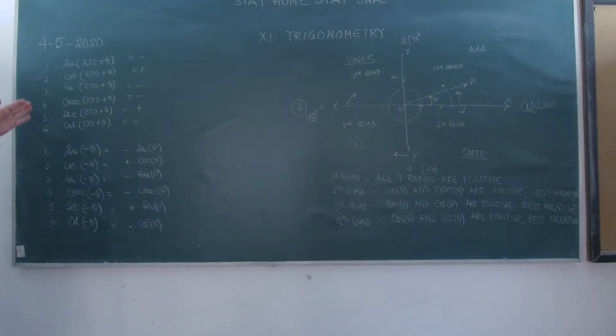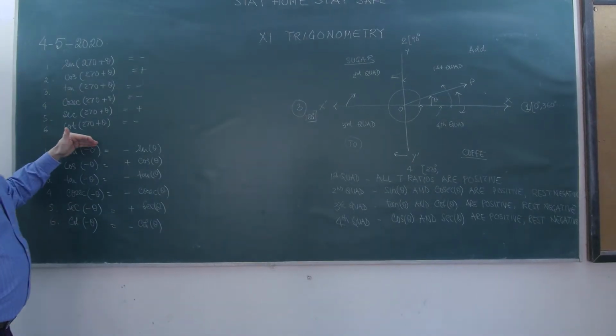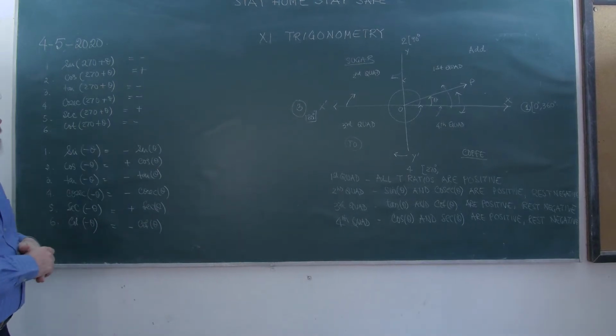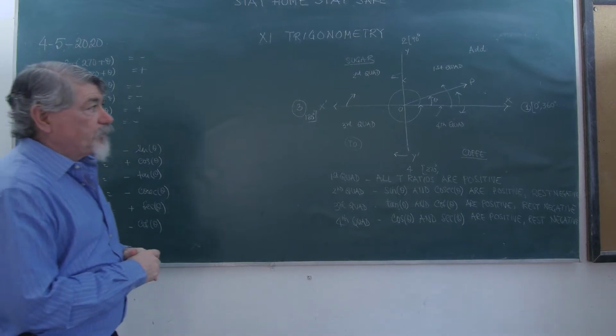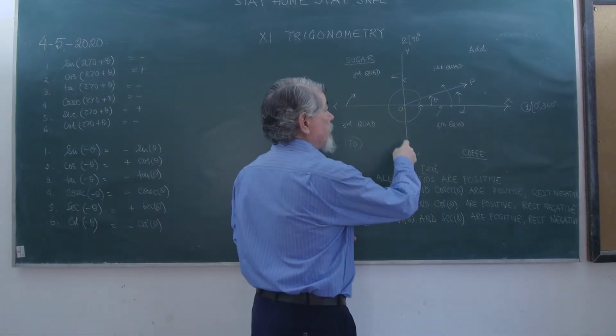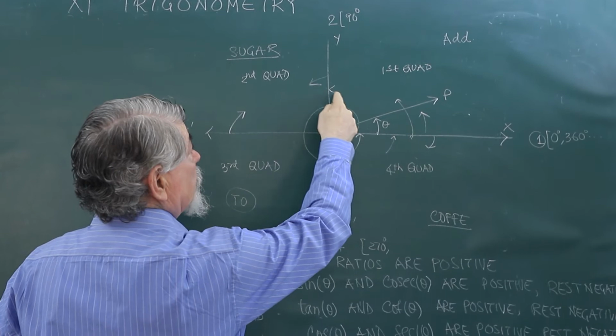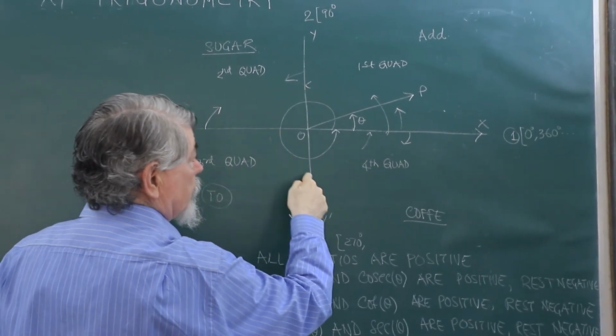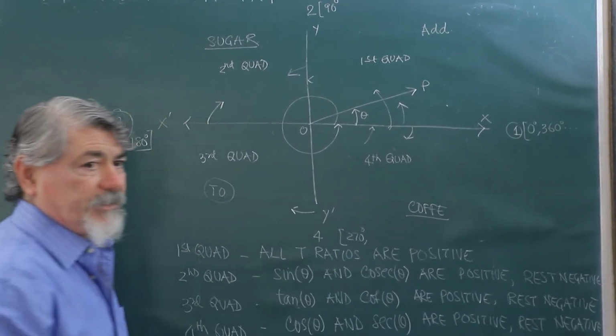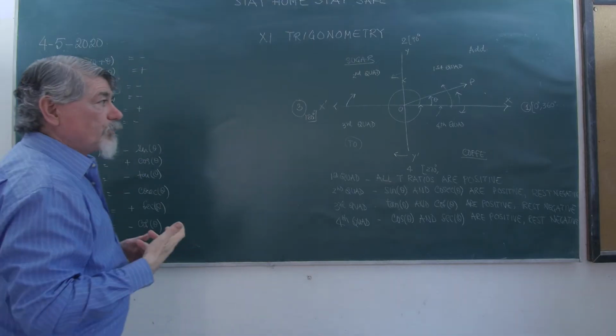Okay, now let's discuss 270 plus theta. It was left; we had discussed 270 minus theta. Let's talk of 270 plus theta. When we talk of 270 plus theta, then 0, 90, 180, 270, 270 plus theta means it is going to fall in the fourth quadrant.